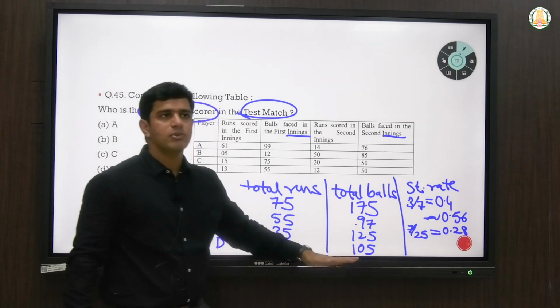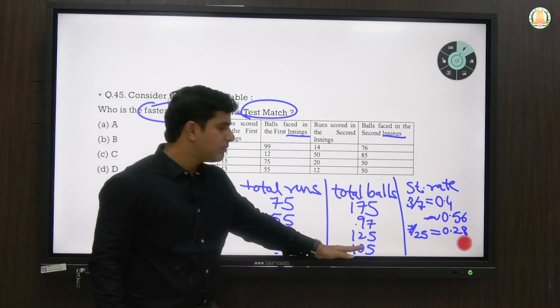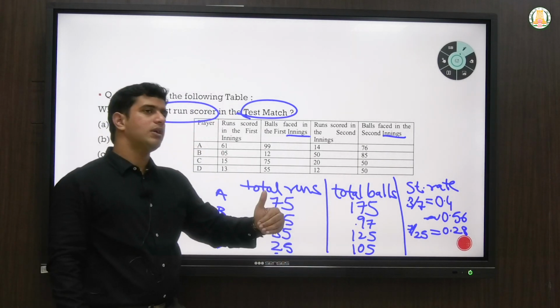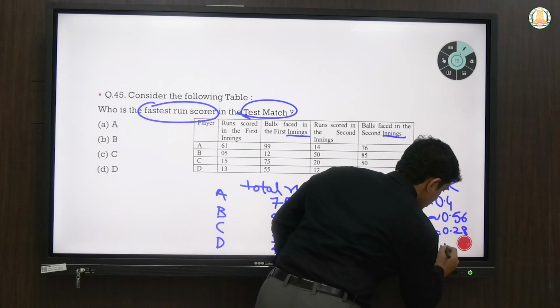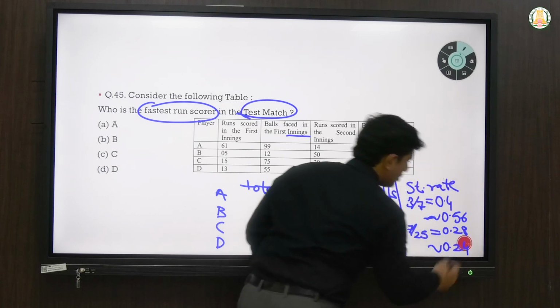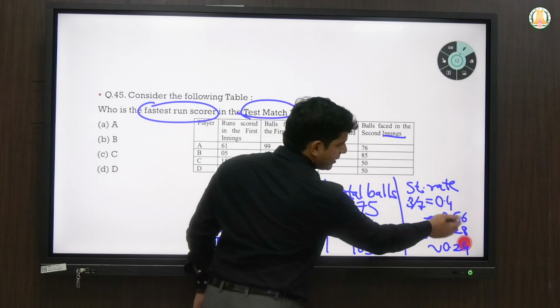Now again here, 25 by 105. This number is also almost around 100. So this should be 0.25. But since this number is a little above 100, it will be somewhat less than 0.25. So let's say 0.23 or 0.24. Let's assume 0.24.